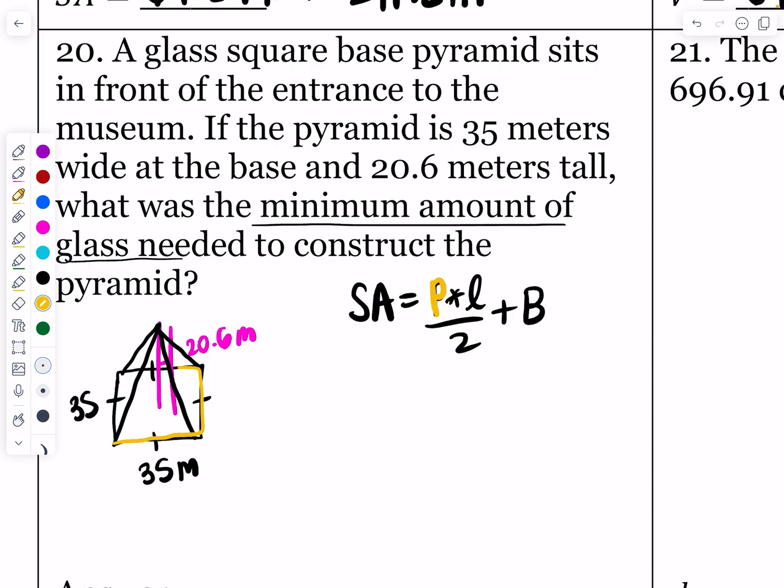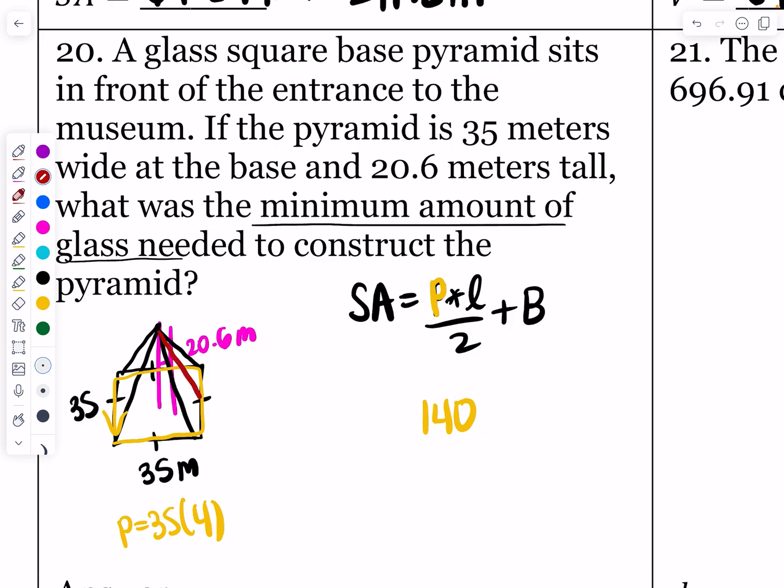So what is the perimeter going to be? 35 times 4. What is 35 plus 35 plus 35 plus 35? Or just 35 times 4. 35 times 4 all the way around town is 140. I literally trace that every time. It helps me to remember it.